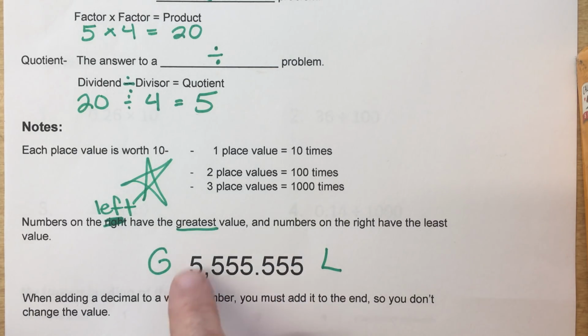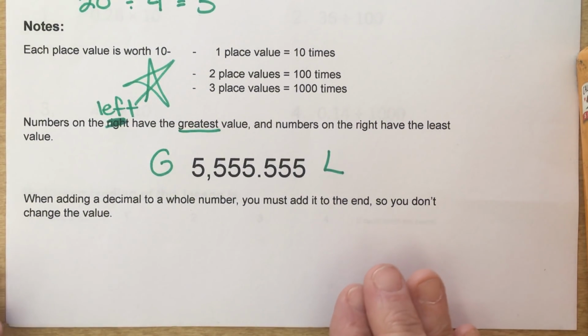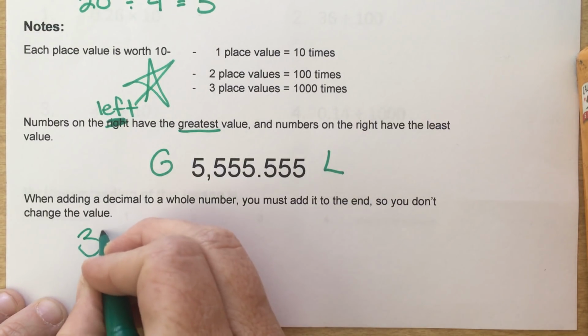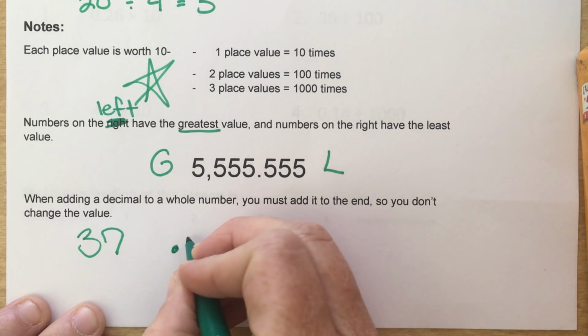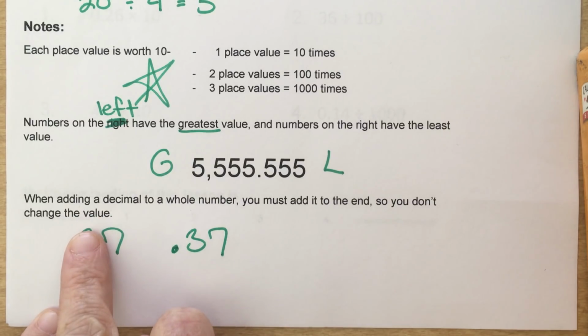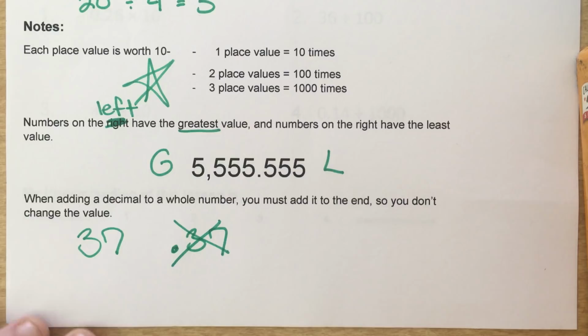If this was money, remember we would want this one, not this one. Okay, our next note to kind of help us is something we've talked about. When adding a decimal to the whole number, you must add it to the end so you don't change the value. So if I gave you 37 and I told you to add a decimal, if you add the decimal here, you've changed the value because here I had 37 holes and here I have no holes. So you can't do that.